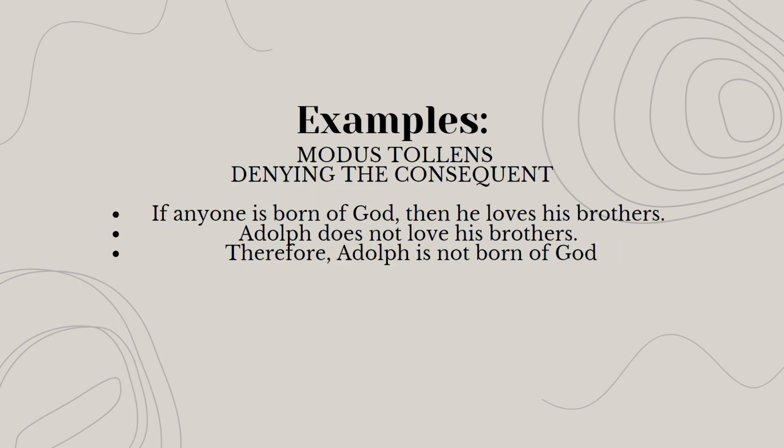Example: modus tollens, denying the consequent. If anyone is born of God, then he loves his brother. Adolf does not love his brother. Therefore, Adolf is not born of God.